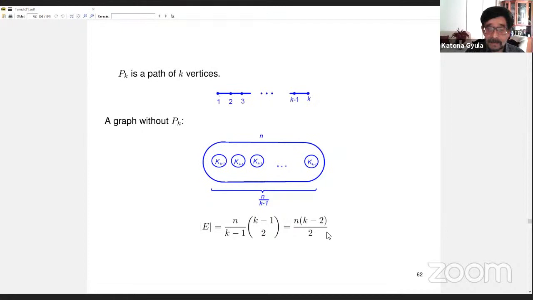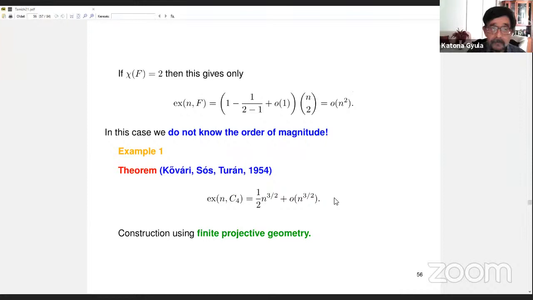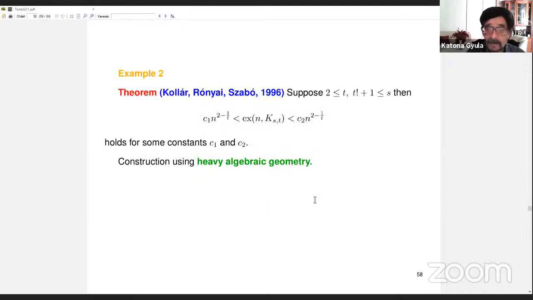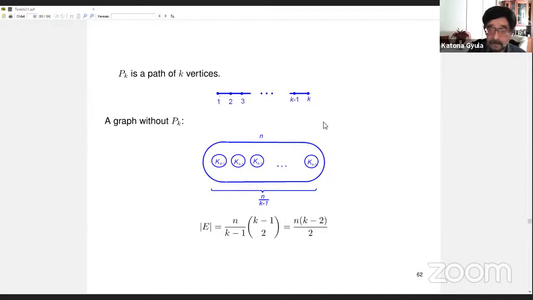So you remember I said here that in the case of when the chromatic number is 2, then we know only little o of n squared. And we had examples when the exponent was 3 over 2. We had examples when it was 2 minus 1 over t. When t is large, then it's very close to 2. And in this case, we obtained a linear bound.